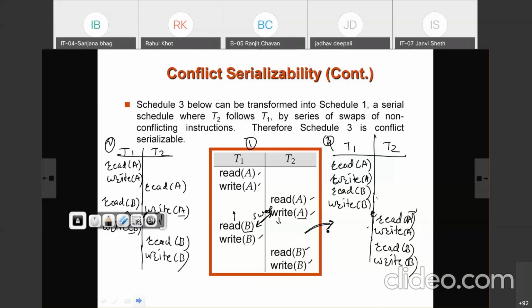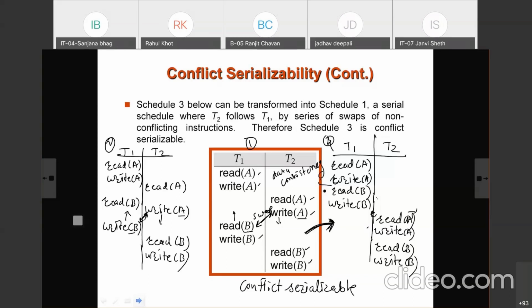We swap only non-conflicting instructions. We cannot swap a conflicting instruction. So after swapping these non-conflicting instructions, this concurrent schedule is converted into a serial schedule. Then we can say it is conflict serializable. What do we call this schedule? Conflict serializable. Is it clear? So it is converted into a serial schedule after swapping non-conflicting instructions, which means it preserves the data consistency.